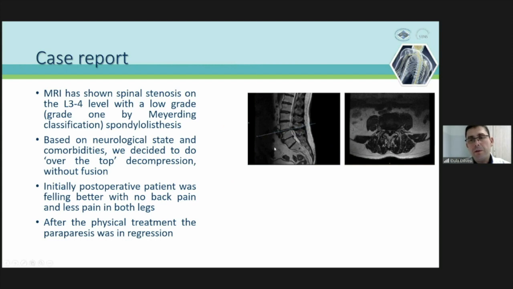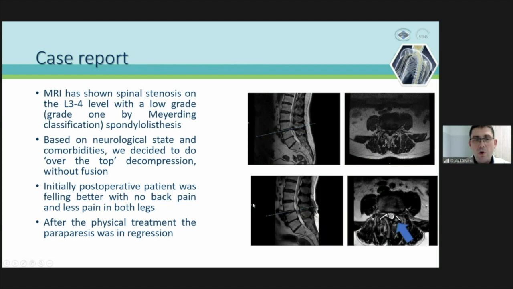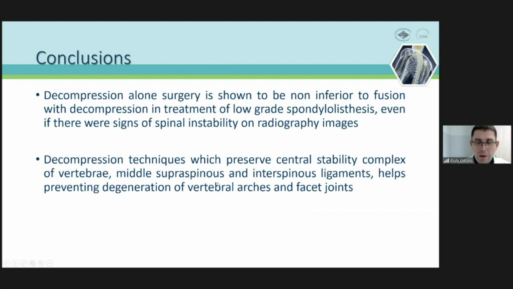And we can see the spinal stenosis at the L3, L4, L5 levels with low-grade spondylolisthesis. So based on the neurological state and comorbidities, we decided to do over-the-top decompression without fusion. Initially, post-operatively the patient was feeling better, with no back pain and less pain in both legs. After the physical treatment, the paraparesis was in regression.